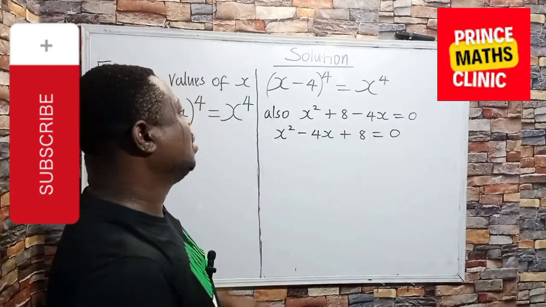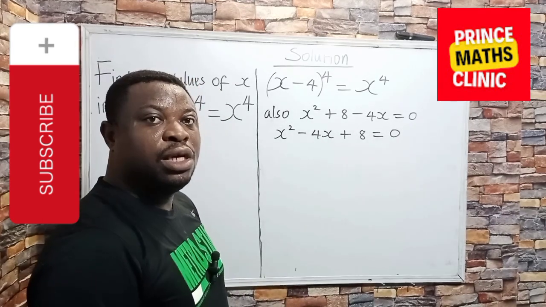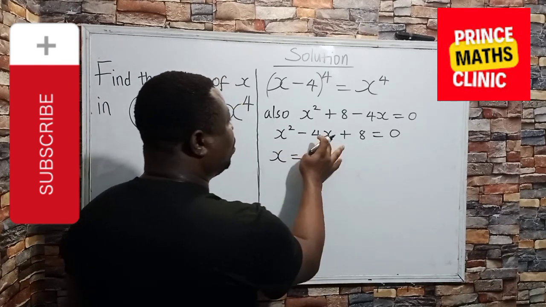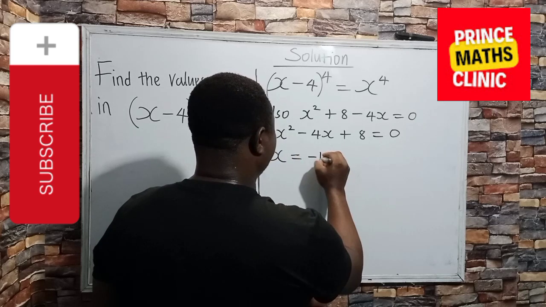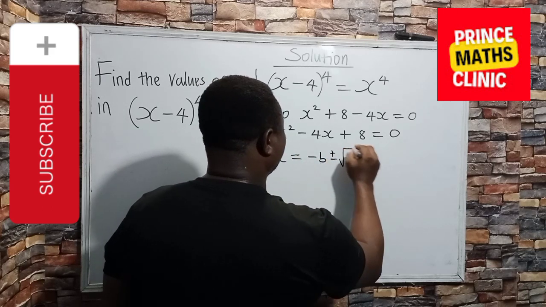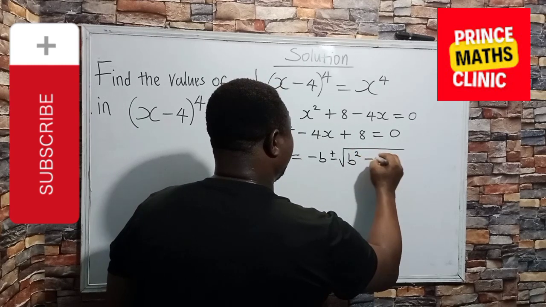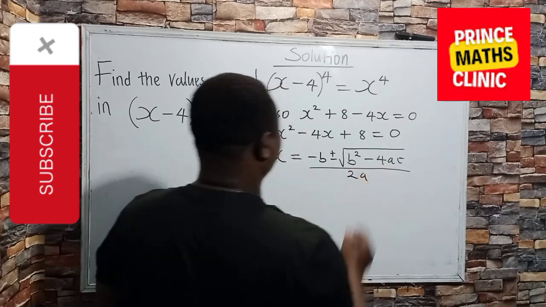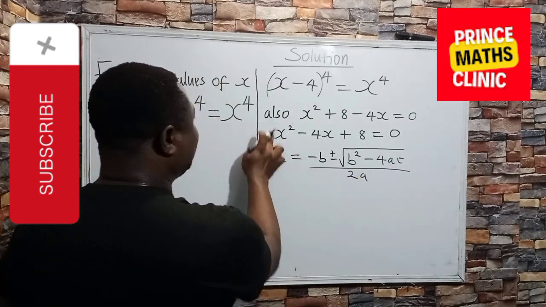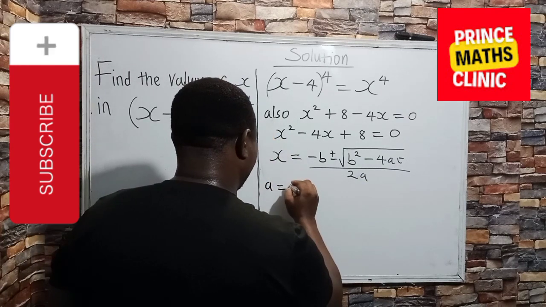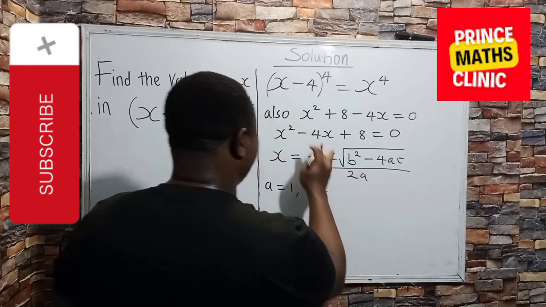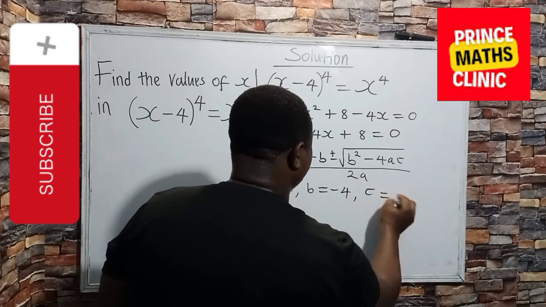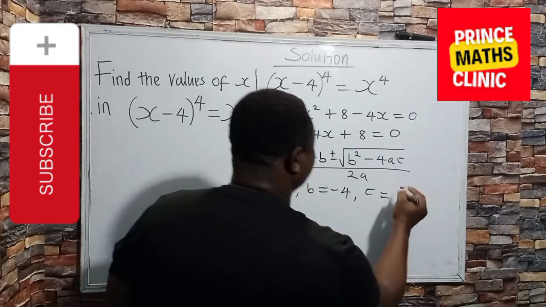This cannot be factorized. So let's use the quadratic formula, where x, the unknown that I want to look for, is negative b plus or minus the square root of b squared minus 4ac, everything over 2a. Here, the coefficient of x squared is my a, so a is 1. My b is the coefficient of x, which is minus 4. And my c is this constant here, which is 8.